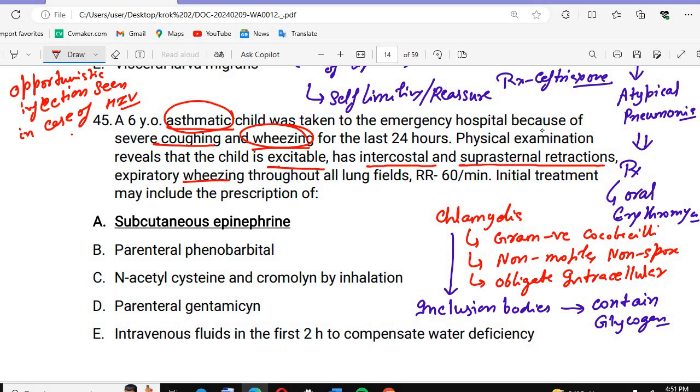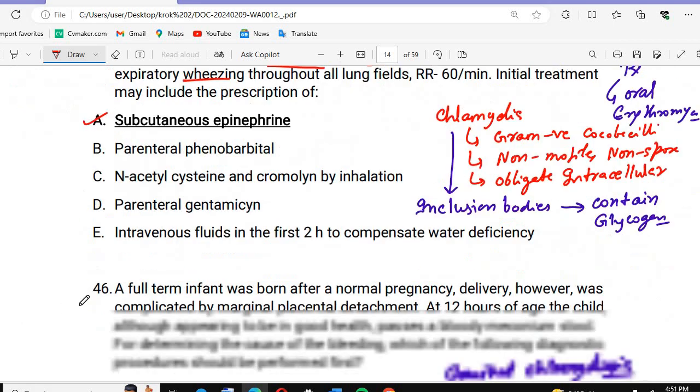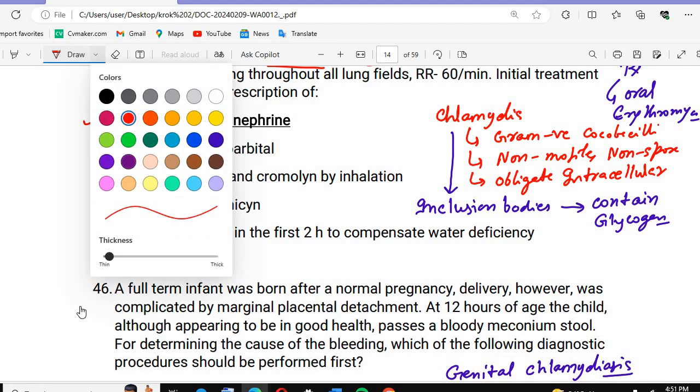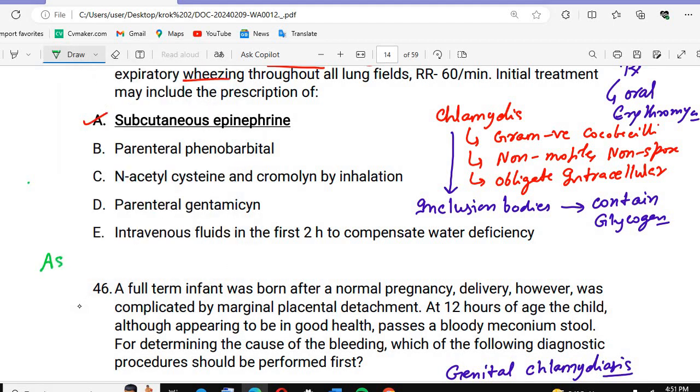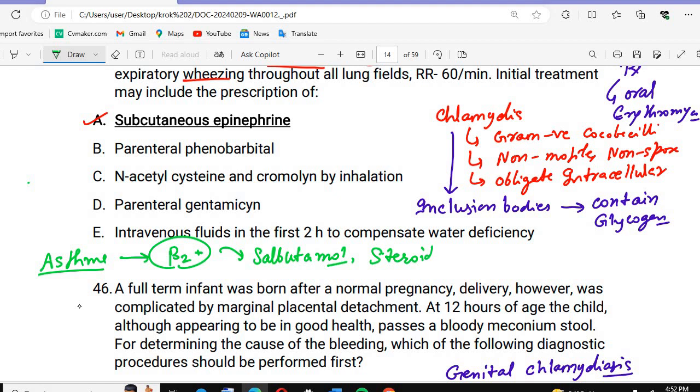Initial treatment may include the prescription of what? If any asthma patient comes to you, there are some possibilities. We know we need beta 2 stimulation, because beta 2 stimulation causes bronchodilation. So in case of beta 2 we give salbutamol, a beta 2 agonist. Other than that, if you get steroids as an option in the question, then mark it.